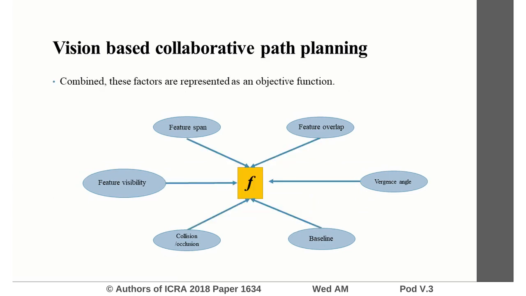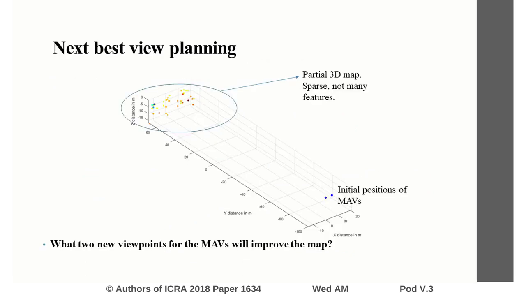To solve the next best view problem, we sample possible poses in 3D space, and for each set, compute the values of these factors and express this combination as an objective function that needs to be minimized, thus resulting in the best set of viewpoints. We perform this minimization using an evolutionary algorithm called CMA-ES. Here, we show a sample result from the next best view planner.